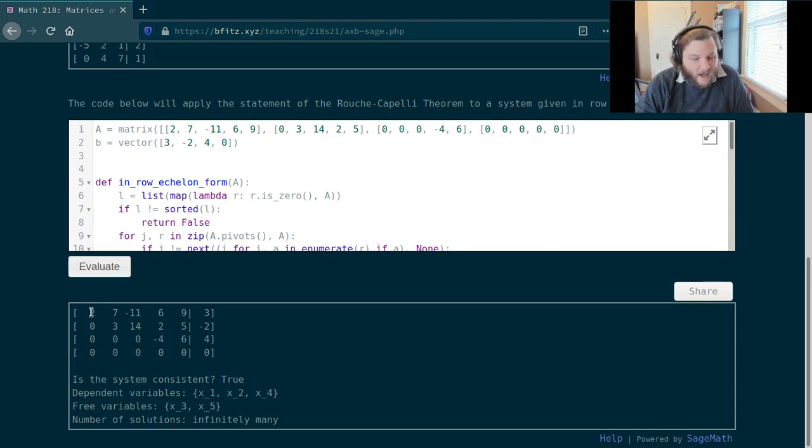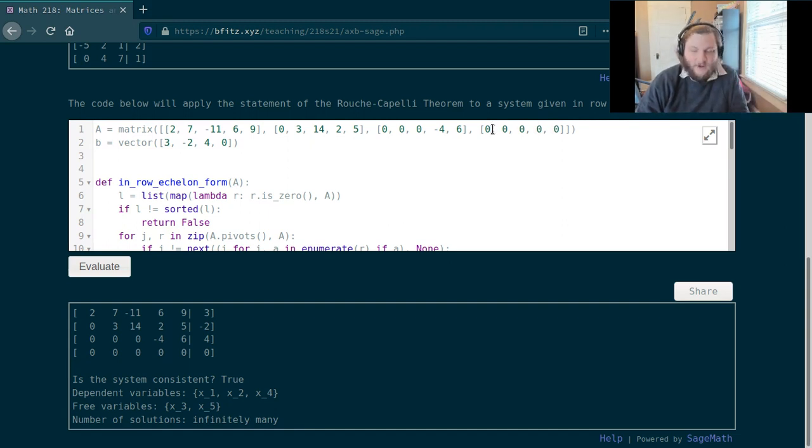Now, note: how many variables are in the system? Well, how many columns are in the coefficient matrix? 1, 2, 3, 4, 5. So there are 5 columns in the coefficient matrix. However, we only have 1, 2, 3 pivots. So we should have 3 dependent variables and then 2 free variables. And indeed, our code here is telling us that the dependent variables in the system are the first, second, and fourth variables, and the free variables are the third and fifth variables. Because we're consistent and we have free variables, we now know that the number of solutions is infinitely many.